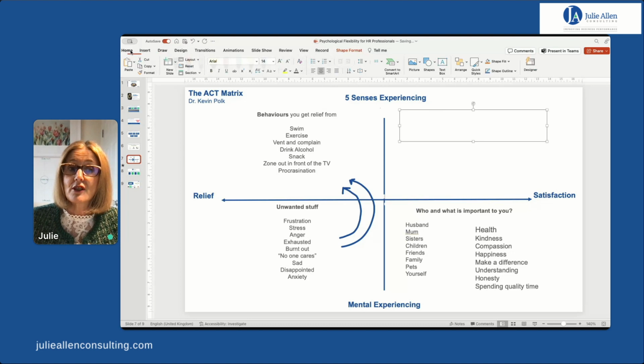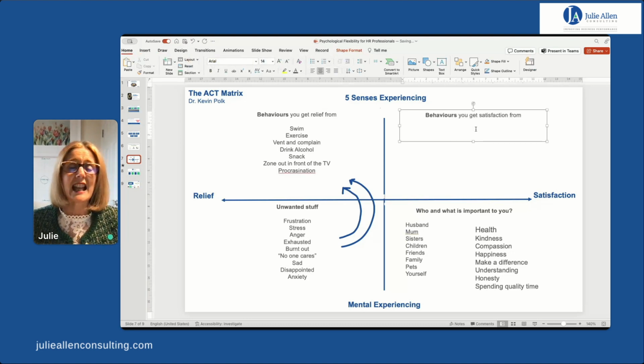If we move across into the top right of the matrix, what I said is improving psychological flexibility, we know will mean that individuals are living a much more fulfilling and satisfied life. Why is that? Because they're focusing on the things that bring them satisfaction. So if you think about the people that are important in your life and what is important to you in terms of your relationship with those people, what might you do to bring you satisfaction?